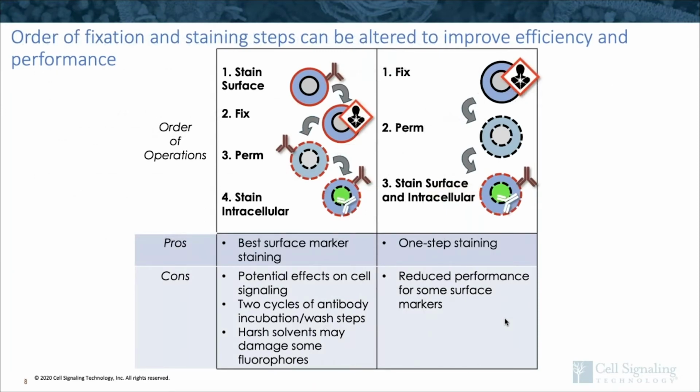So one thing to consider is the order of your fixation and staining steps. One option is to simply take your live cells and incubate with your surface antibodies, then fix and permeabilize, and then stain with your intracellular antibodies. This is going to give you the best performance for your extracellular antibodies, but if you've got a short stimulation period that you're trying to work with, this might not be compatible with it because it's going to take you probably about an hour or so to go through that first round of staining. It'll also just take more time in general since you'll have to go through 2 incubation processes.